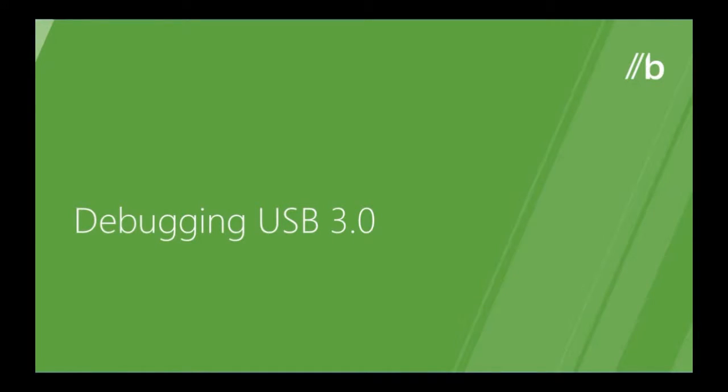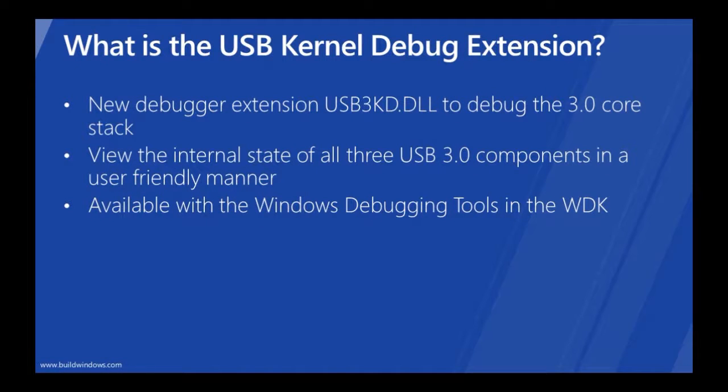Now that you understand the software and hardware architecture of USB 3 at a very high level, I am going to introduce our new debugger extension DLL called USB3KD.dll. This DLL will be shipped with the WDK and WinDbg package. It has a rich set of commands to view the internal state of all the three driver components in a user-friendly manner. When you are developing a driver for your device, knowing how to use these commands will make your developing and debugging experience fun.